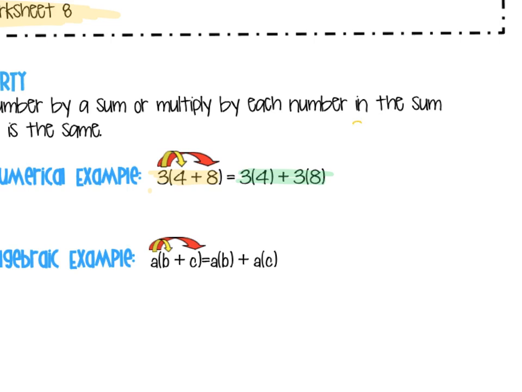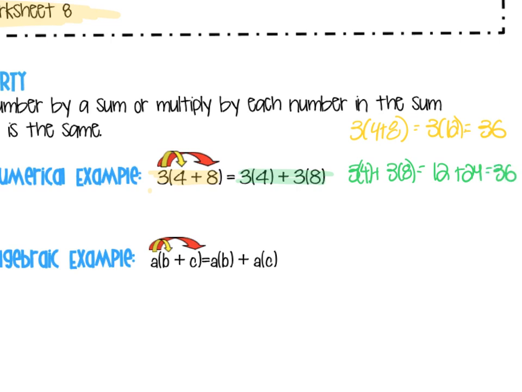The first thing is I'm going to add 4 and 8 and then multiply by 3. When I add 4 and 8, I get 12. So this is 3 times 12, and 3 times 12 is 36. Let's do the other one. Let's take 3 times 4 and then 3 times 8 and see what we get. 3 times 4 is 12, 3 times 8 is 24. Well, 12 plus 24 is 36.